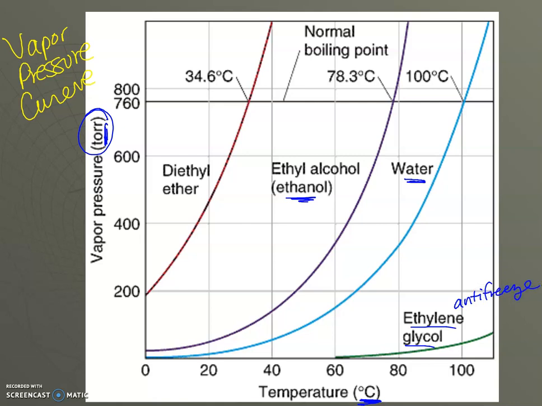Okay, so at 760 torr, which is 1 atmosphere, which is the pressure at sea level. Okay, these are the normal boiling points of these different liquids. It should be no surprise that water is out here at 100. Ethylene glycol, if we extrapolate this, is almost 200-something over here.